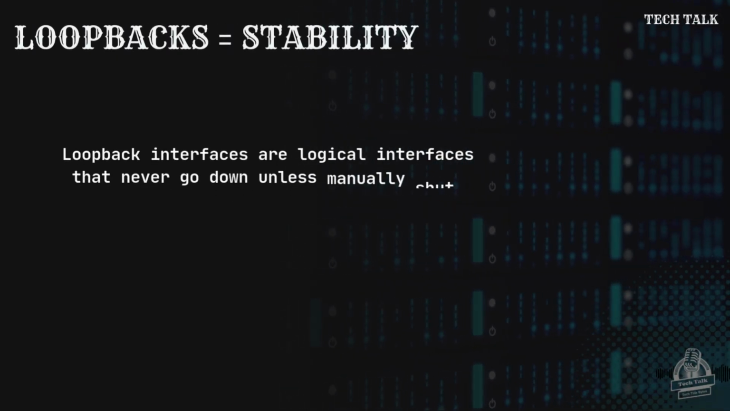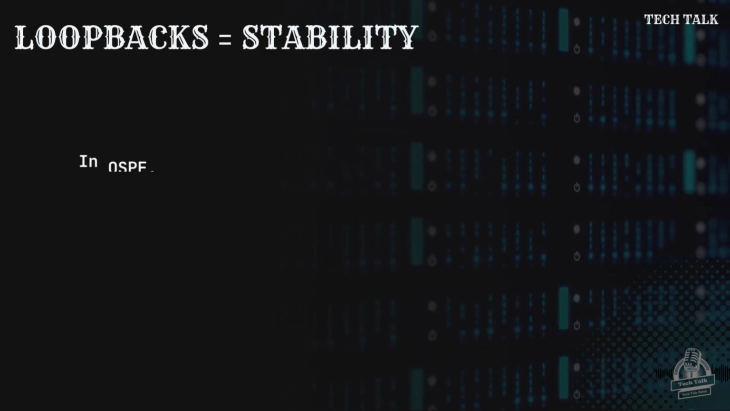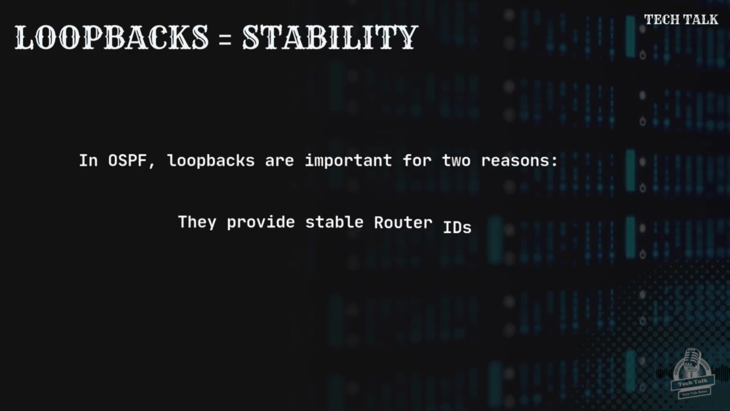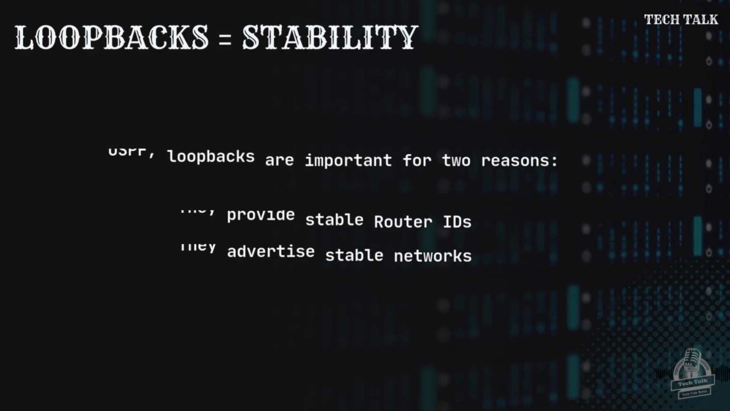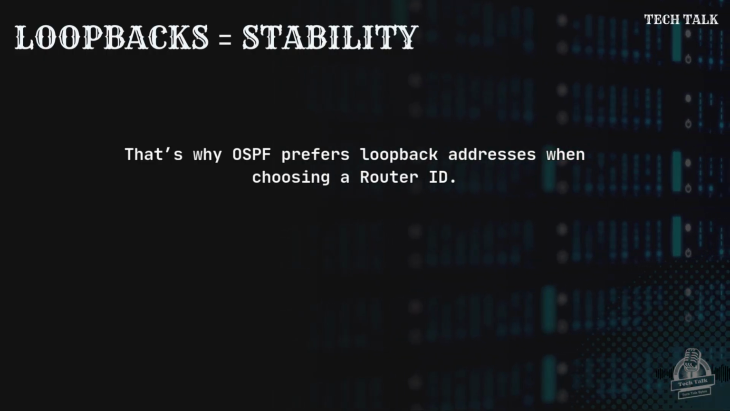Loopback interfaces are logical interfaces that never go down unless manually shut. In OSPF, loopbacks are important for two reasons. They provide a stable router ID, and they also advertise stable networks. That's why OSPF prefers loopback addresses when choosing a router ID.